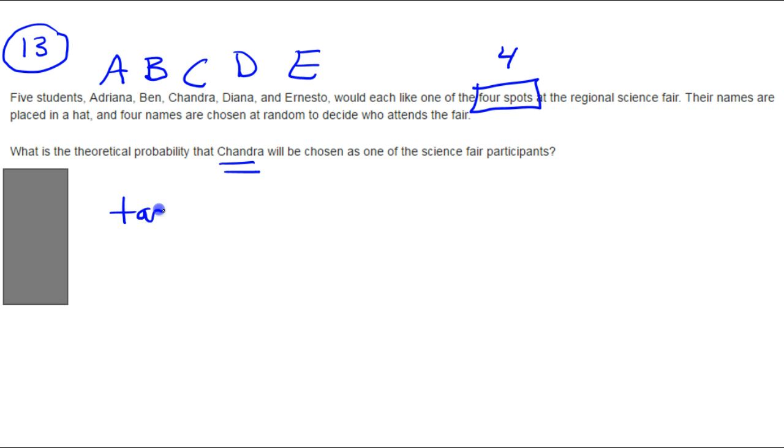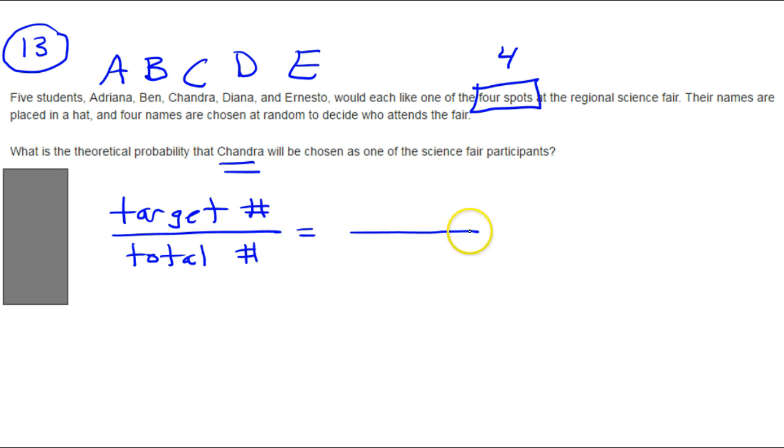So we're going to do target number of outcomes divided by the total number of outcomes. Okay, there are 5 students and 4 spots. The order doesn't matter, all right? We're just talking about groups of people. So we're going to do combinations as opposed to permutations. All right, so this is 5, but we're choosing 4. So this is a 5 choose 4 situation. Okay, that should give us the total number.